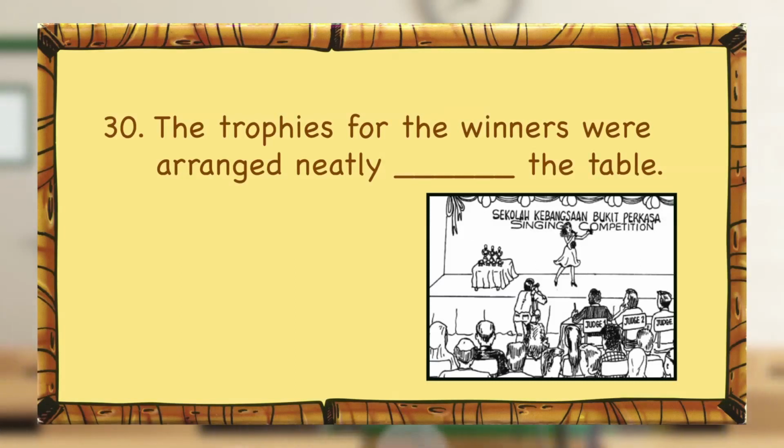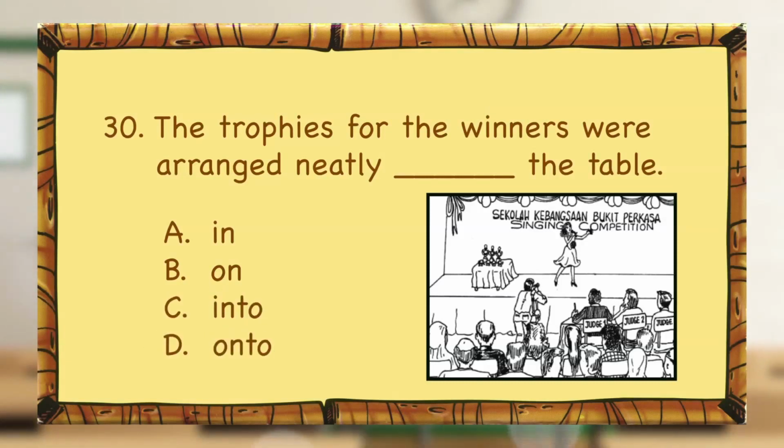Number 30. The trophies for the winners were arranged neatly at the table. The choices given are A. In, B. On, C. Into, and D. Onto. This is a question that tests pupils' knowledge on prepositions. From the picture, we can tell that the answer is B. On, because the prizes are placed on the surface of the table.